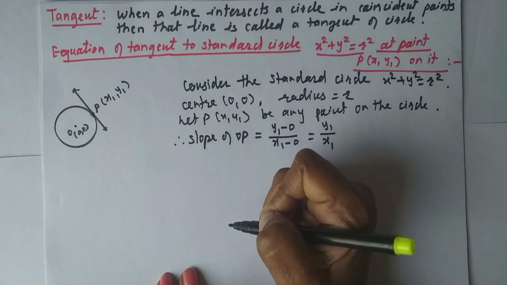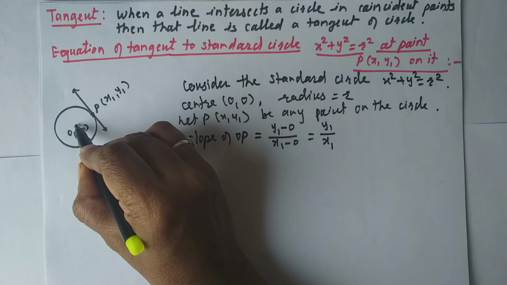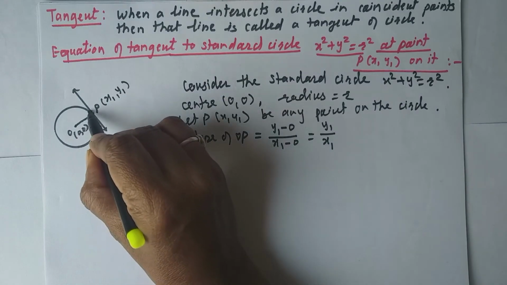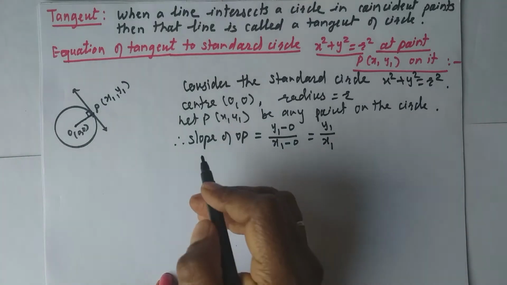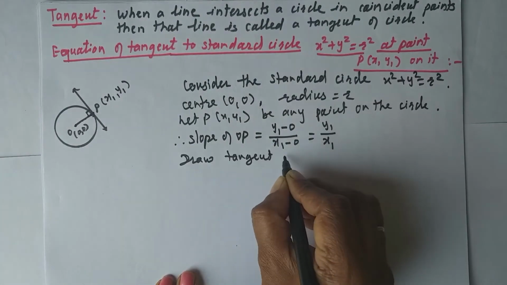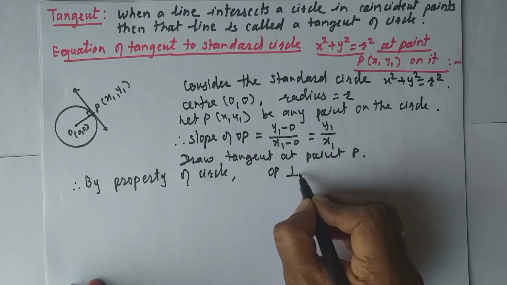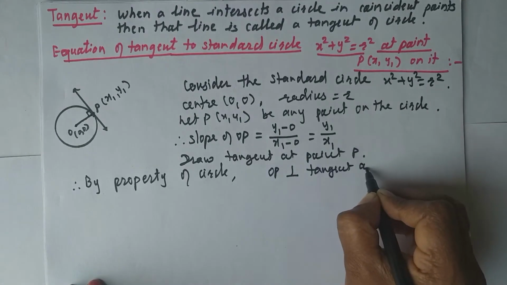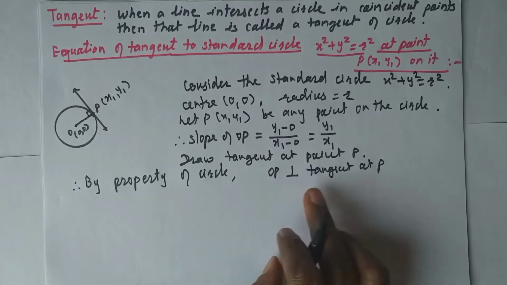Now we know one of the properties of a circle which we studied in 10th standard: the tangent is always perpendicular to the radius of the circle. And this OP is nothing but the radius, which means this tangent is perpendicular to the radius. Therefore, you write down, draw the tangent at point P. Then by the property of the circle, OP is perpendicular to the tangent at P. OP is the radius and it is perpendicular to the tangent.